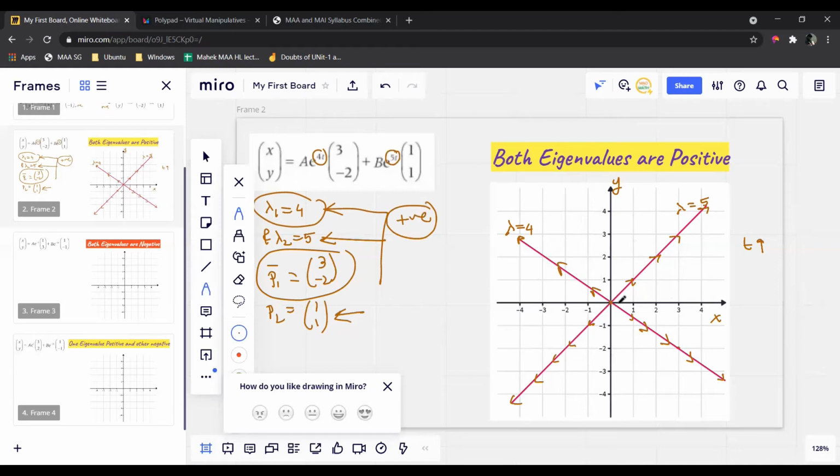Okay. Now we'll see how the trajectories will change if your initial point is not the origin. These solutions are for when the initial point is the origin. What happens if the initial point is not the origin? Remember that whenever we have a system of solutions, the solutions always move towards one of the eigenvectors. Either the solutions will be moving towards the eigenvector corresponding to lambda equals 4, or the eigenvector corresponding to lambda equals 5.